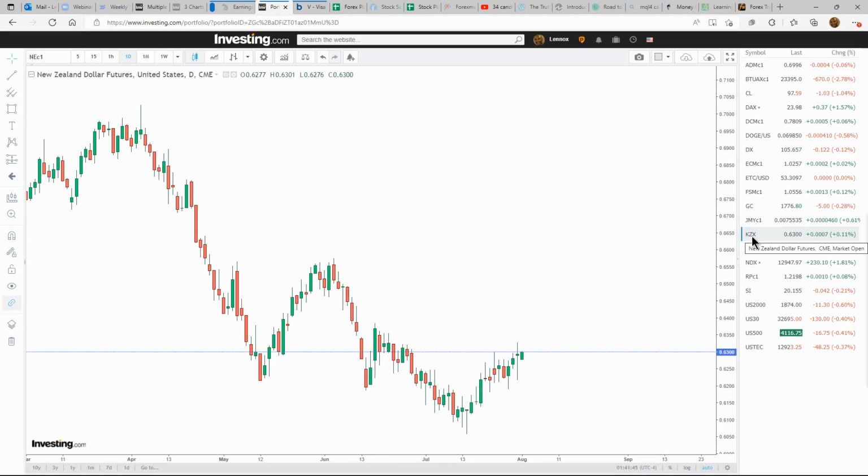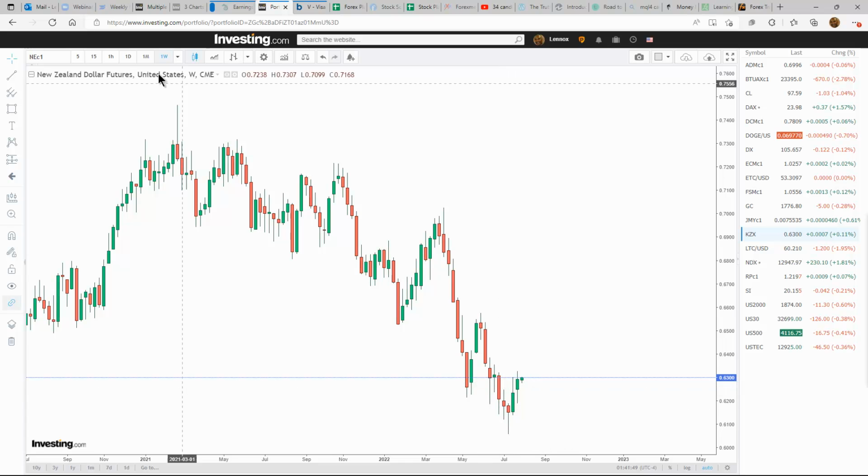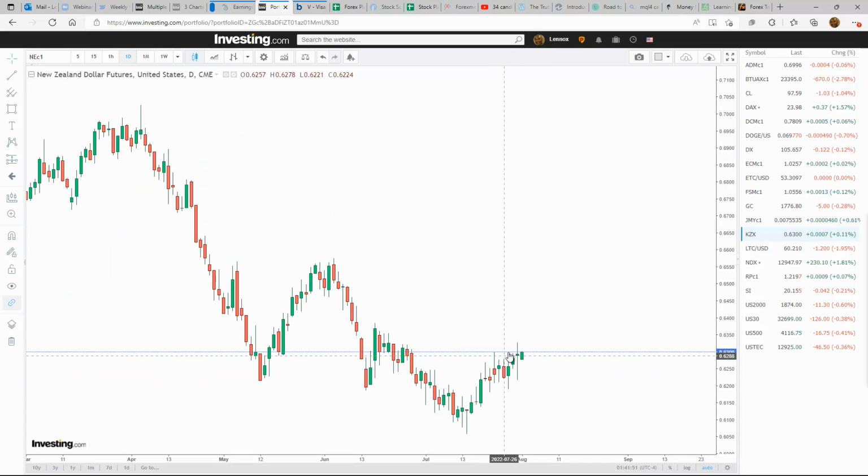Okay, New Zealand dollar on the weekly will be the same as Aussie, pushing to the upside. A little bit of strength in the New Zealand dollar as well going into the week.